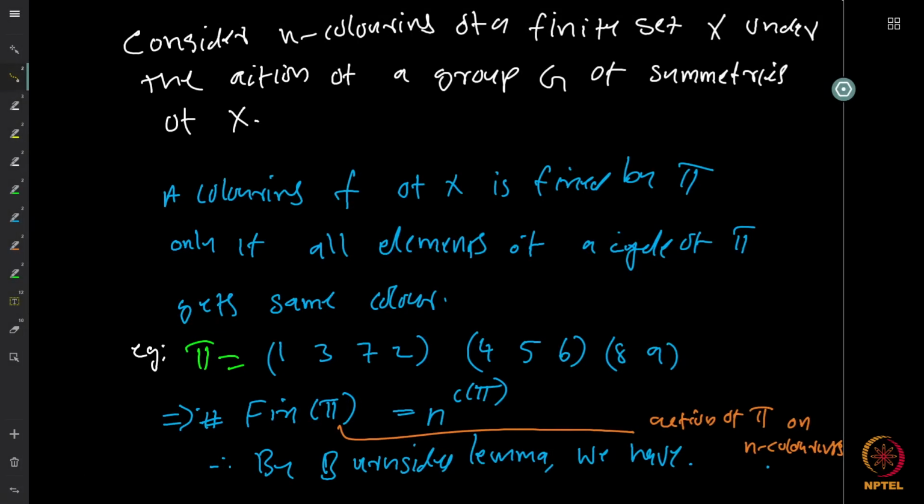Now, this is something that we already observed, that if you look at an n-coloring of a finite set X under the action of a group G of the symmetries of X, then any coloring is fixed by a permutation pi only if all the elements of a cycle of pi get the same color, right? Something we observed. So therefore, the cardinality of Fix of pi is precisely n raised to C of pi, where C of pi is the number of cycles in pi, right?